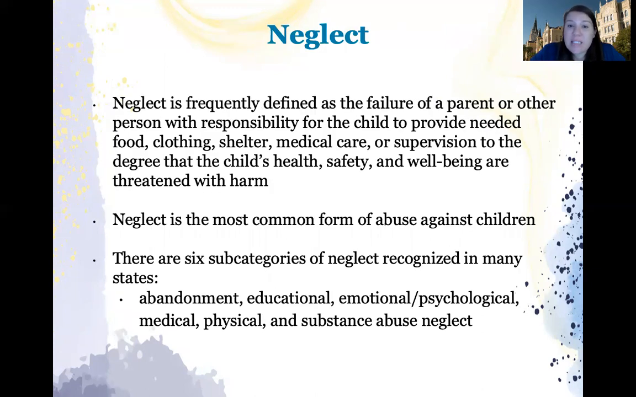So then we also have neglect. Neglect is frequently defined as the failure to provide. And so this can be anything: failure to provide food, clothing, shelter, medical needs, supervision, safety, if they're threatened at all. Neglect is one of the most common forms of abuse against children because it includes such a large range of different acts or lack of acts. There's 6 subcategories of neglect: abandonment, educational neglect, emotional, psychological, medical, physical, or substance abuse.